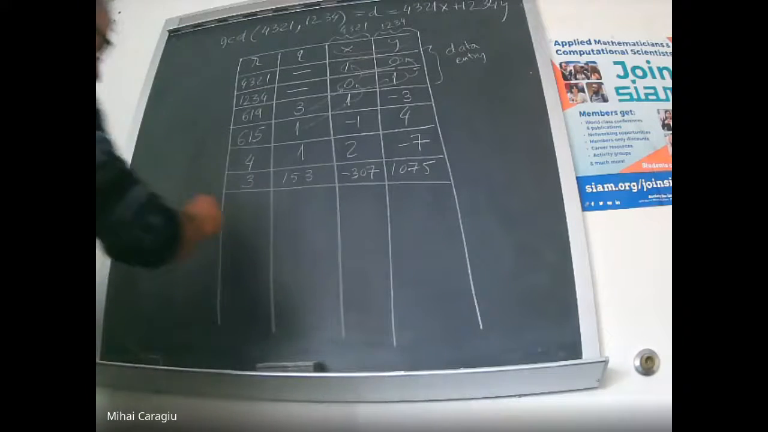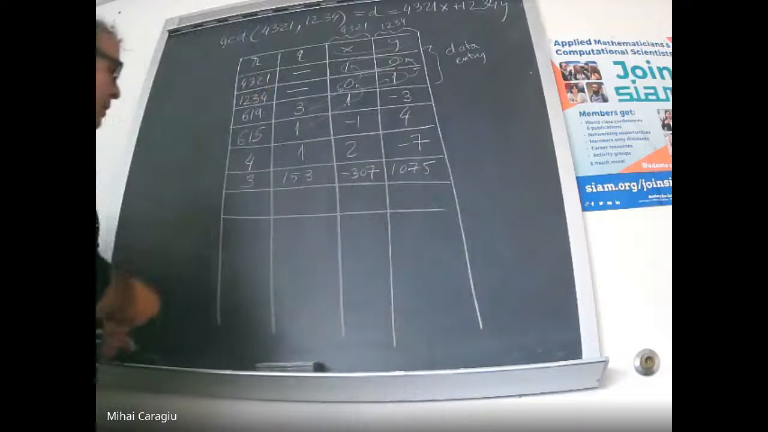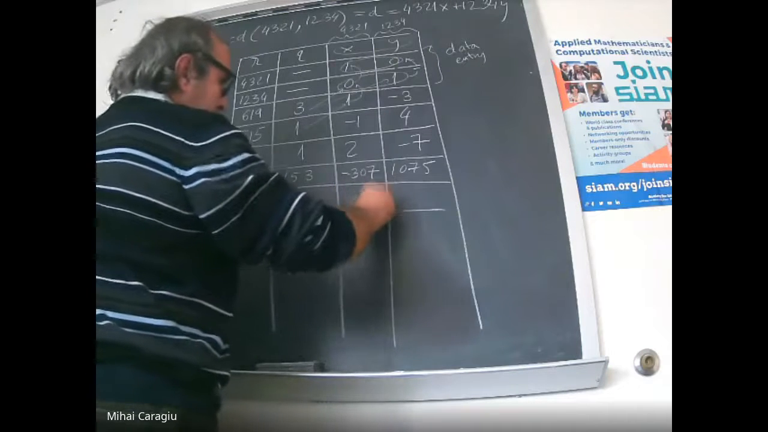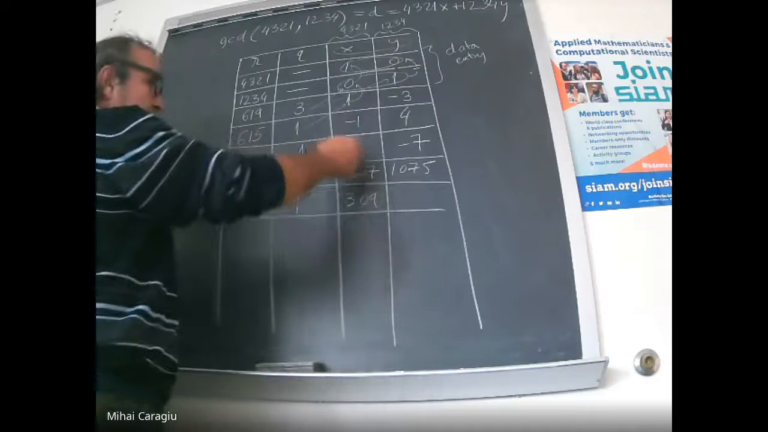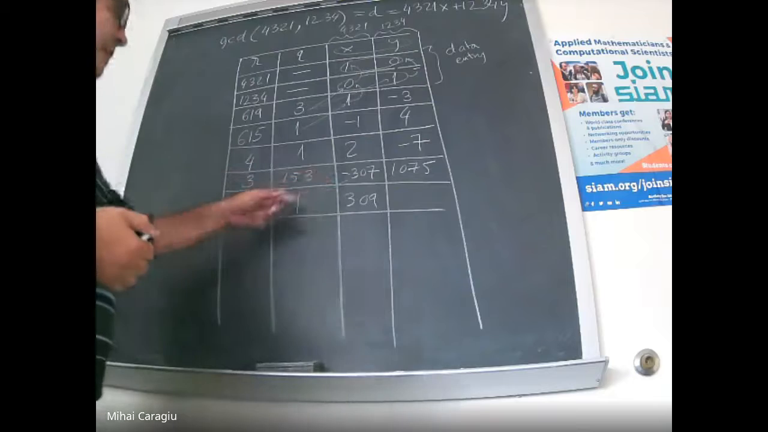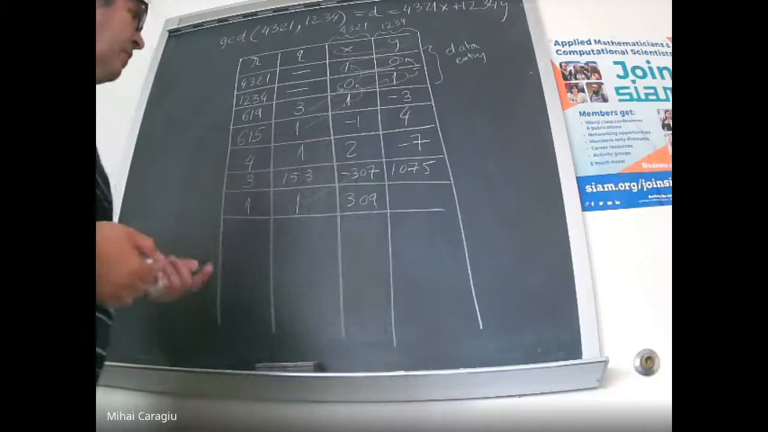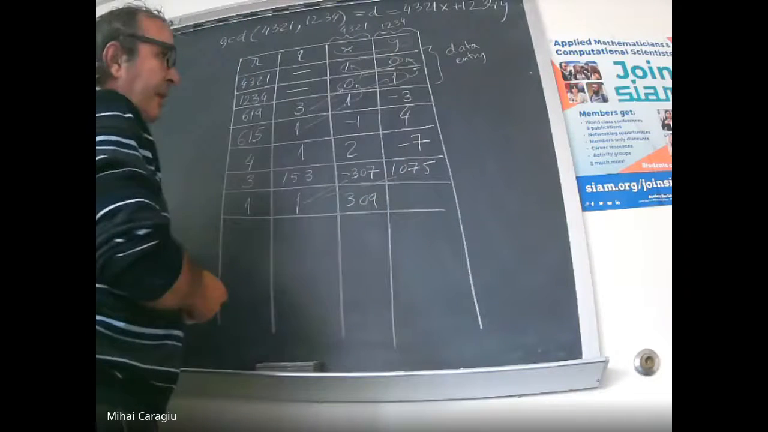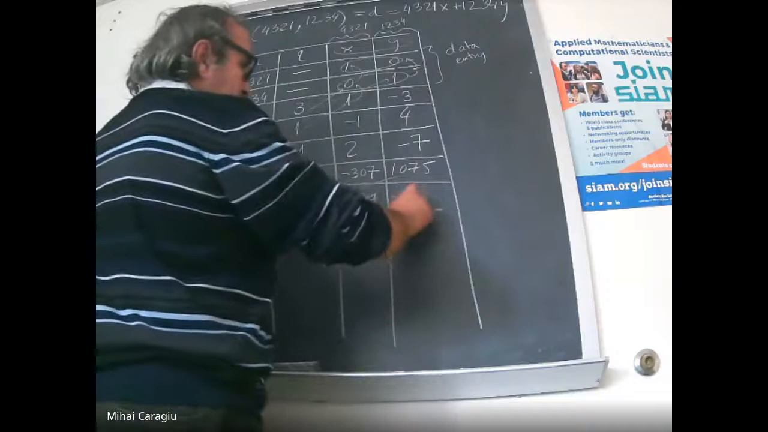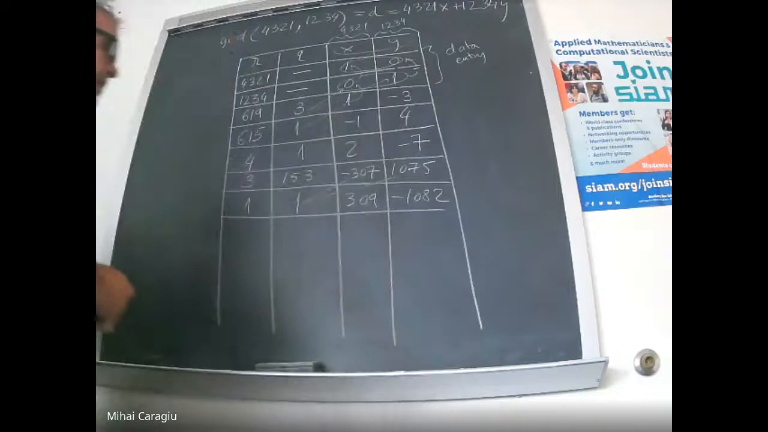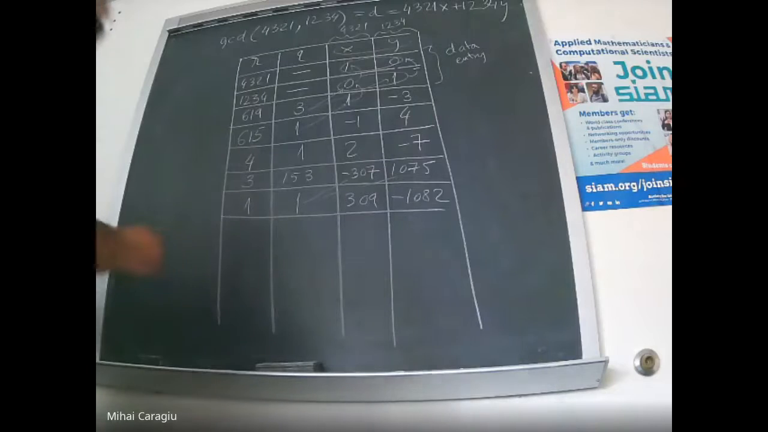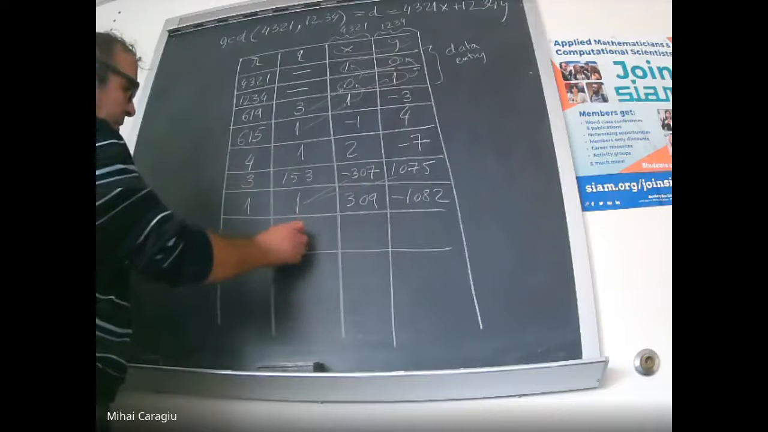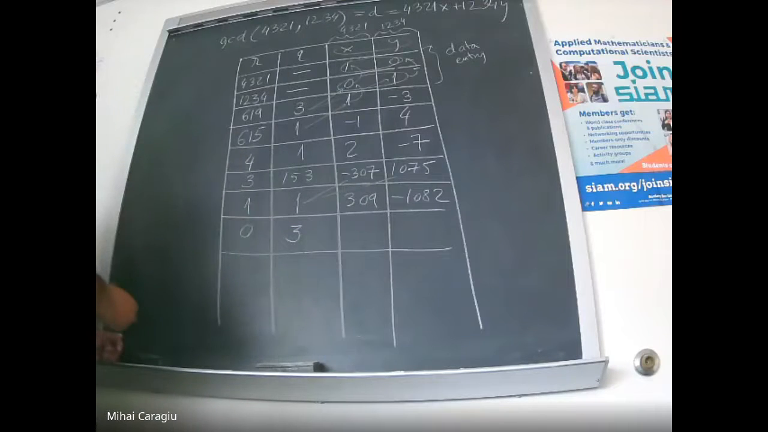Okay, let's continue. Divide the big number by the small number. How many times does 4 enter? 1 time, remainder 1. We get 309 here, because multiply by 1, subtract minus 307 from 2. From is a keyword here. Subtract minus 307 from 2 is 309. So here multiply by 1, subtract 1,075 from minus 7 is minus 1,082. Finally, let's divide the big number by the small number. How many times does 1 enter 3? 3 times. Remainder 0. Therefore, at this moment we close the shop.